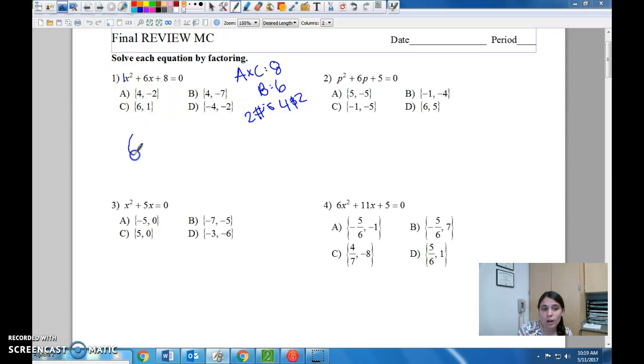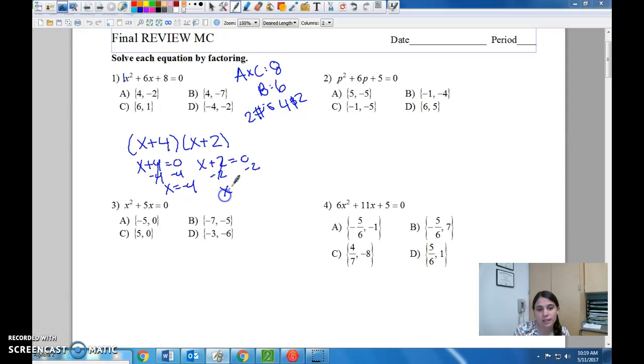Because a is equal to 1, I can just immediately factor this to x plus 4 times x plus 2. Now here's the tricky thing: some people will think that 4 and 2 are their answers, and those are not your answers. So if you set each of these equal to 0 and solve for x, those will be your answers. So I'm going to minus 4 from both sides, so x equals negative 4, and minus 2 from both sides, and x equals negative 2. So negative 4 and negative 2 are question D.